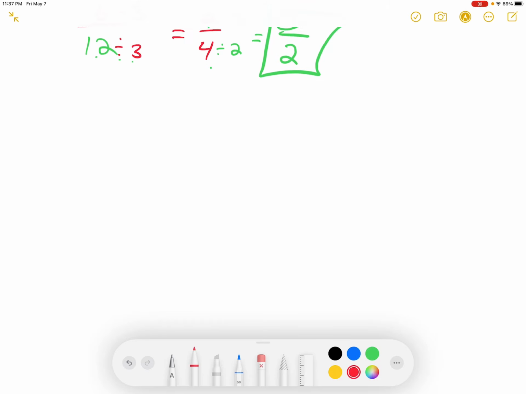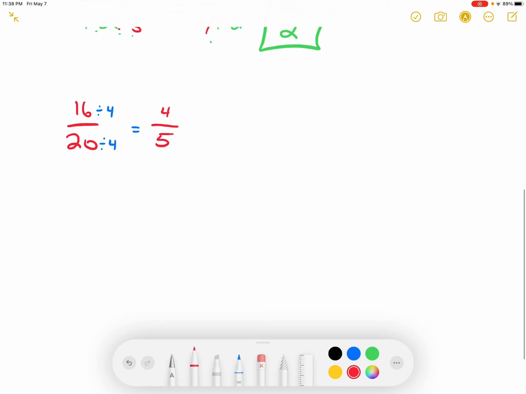All right, let's try one more. How do I reduce 16 over 20 to its lowest common terms? Well, I start and I realize, okay, what's the largest number I can divide both of these by? And it looks like both of these are multiples of 4. 16 divided by 4 is 4. 20 divided by 4 is 5. Oh, that's it. That's as far as you can go. That was quick. You could have also done this by 2s.